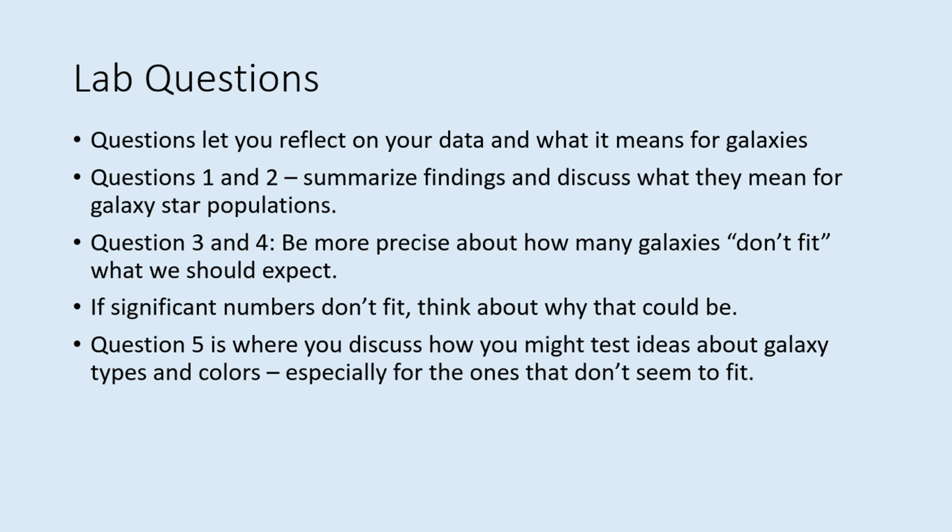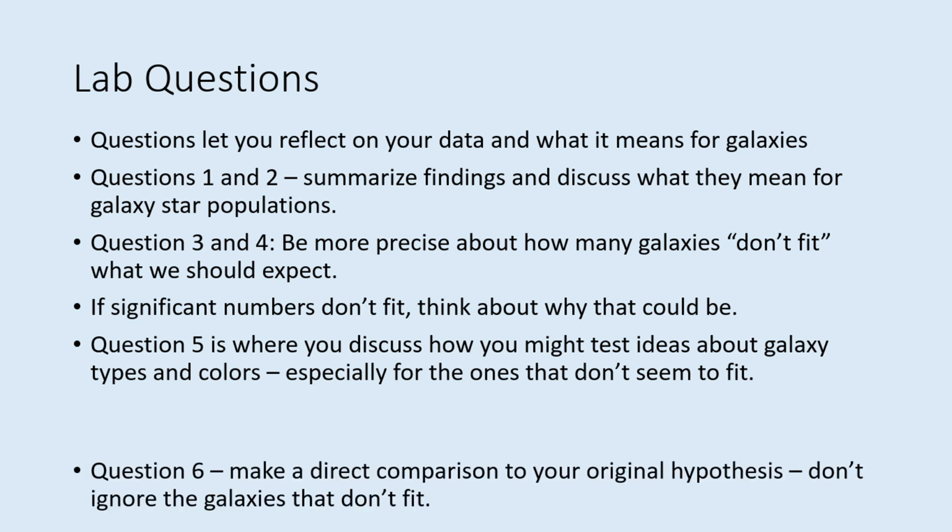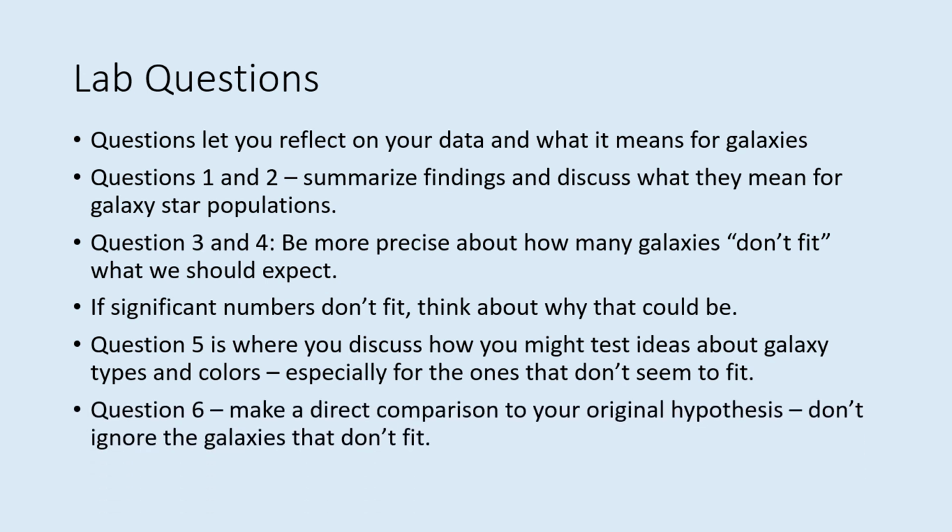If you've got galaxies that don't seem to fit your expectations, what else could you look for to try to determine why they don't fit? In particular, have another look at the original spreadsheet and the many different columns of information given to describe these galaxies. Can any of these help you test your ideas about why some of the galaxies seem like the wrong color? The last question asks you to go back to your hypothesis and decide how it fits with the data.